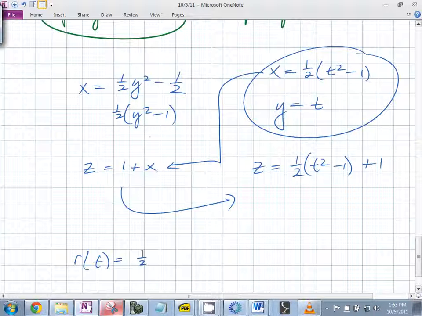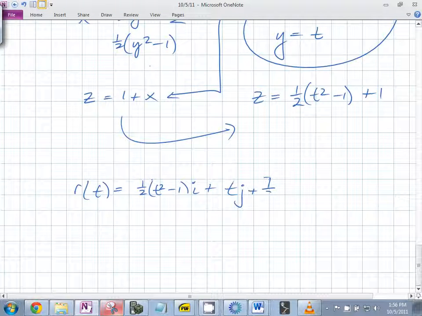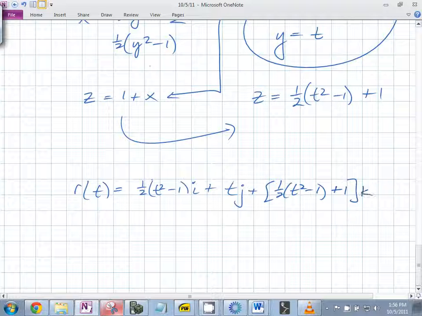This is the x coordinate, right? t squared minus 1 times i plus tj plus, and this is glitching out for a sec. Sorry, I gotta get this down. Plus 1/2 t squared minus 1 plus 1, right? Times what? There it is. Is that pretty neat? Way too easy.